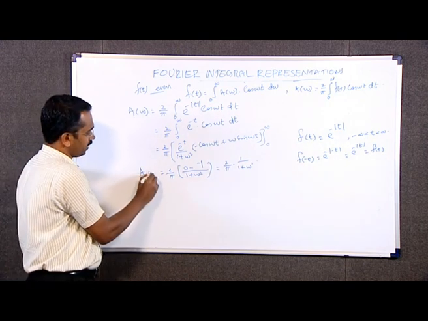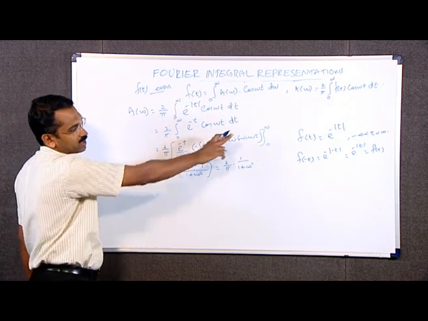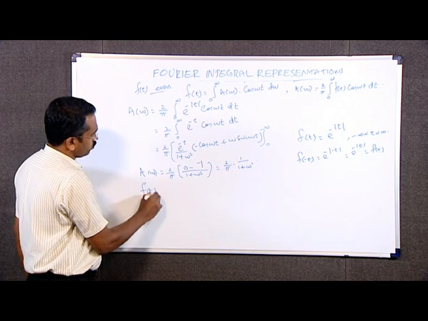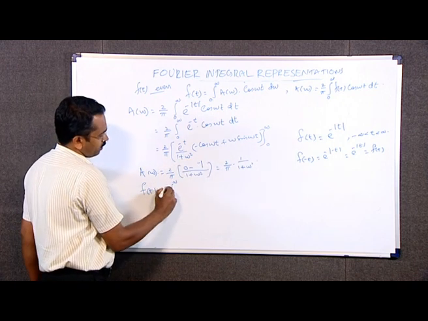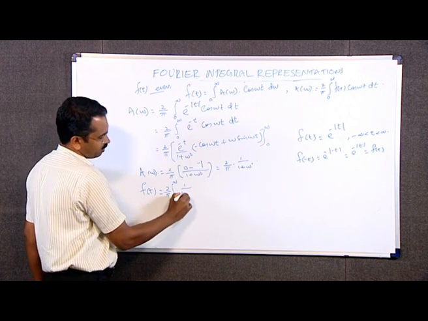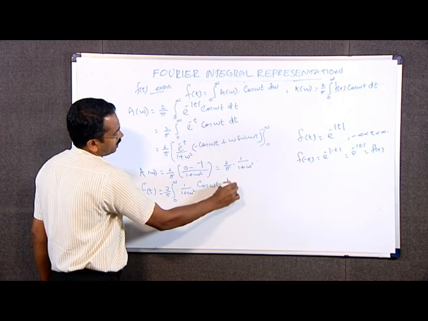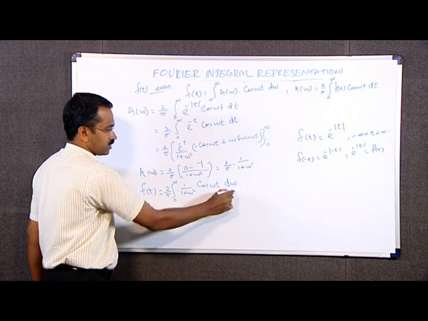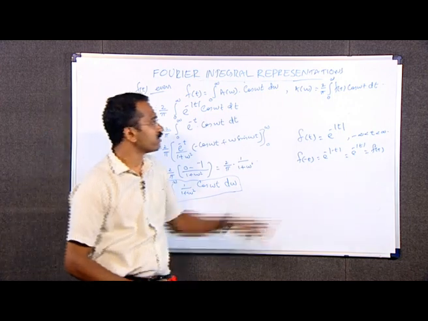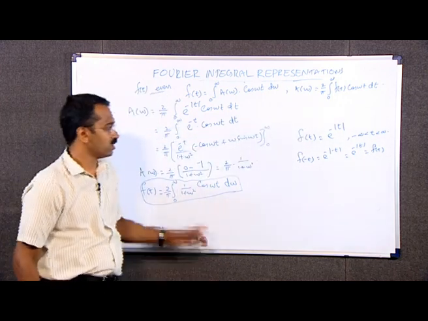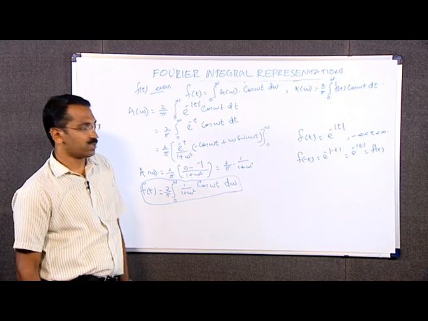This is the value of a omega, and the corresponding Fourier integral representation is f of t is equal to integral from 0 to infinity 2 by pi into 1 by 1 plus omega square cos omega t d omega. This is the required Fourier integral representation. Here the function is an even function. Therefore, in the corresponding Fourier integral representation, there is only cosine term.